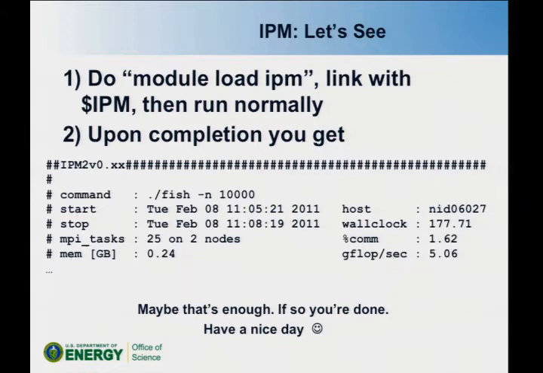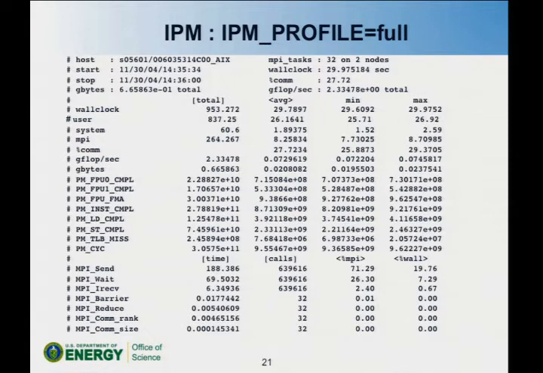So this is a full IPM profile. You recognize at the top some similar numbers, but now there are more columns and more detail. The square brackets are aggregations across all the MPI tasks, so total here is the total aggregated across the concurrency. The angle brackets are averages, so that's the per task value for these different things. And there's also the minimum and maximum.